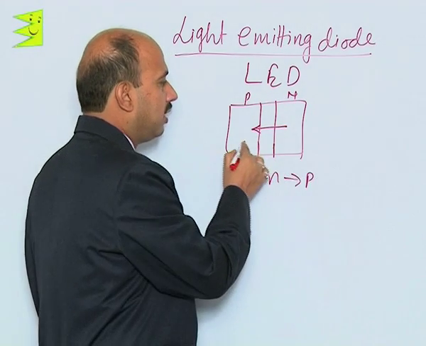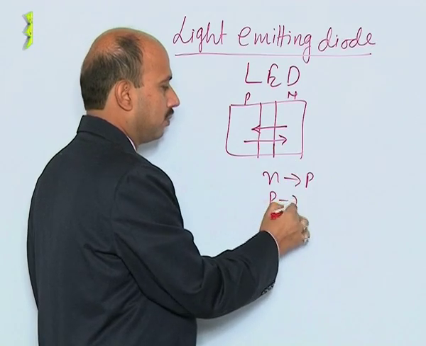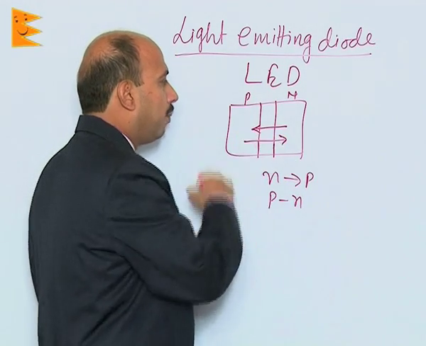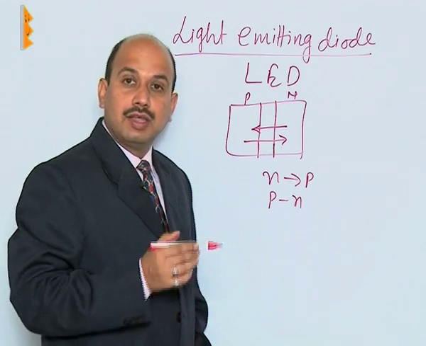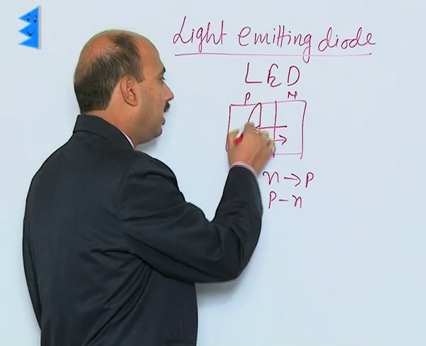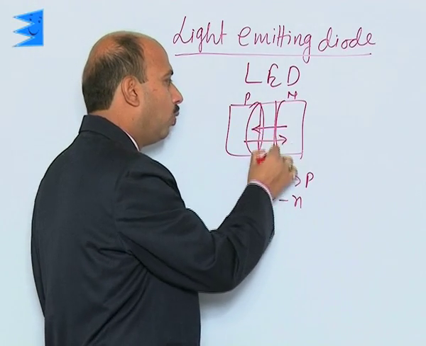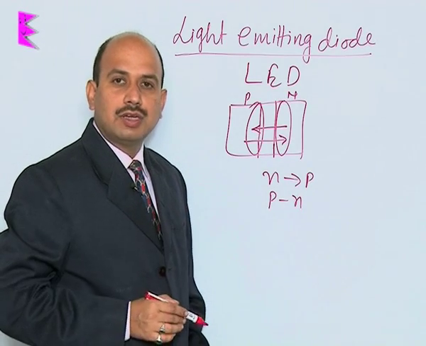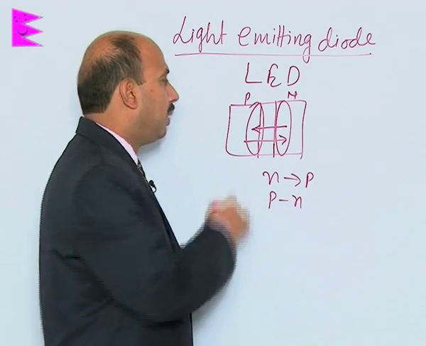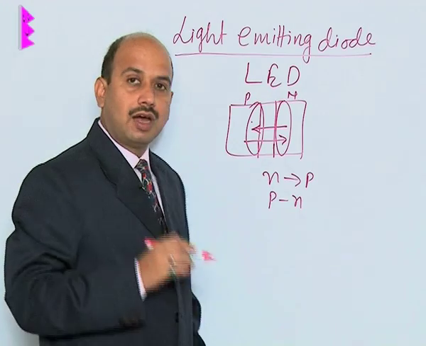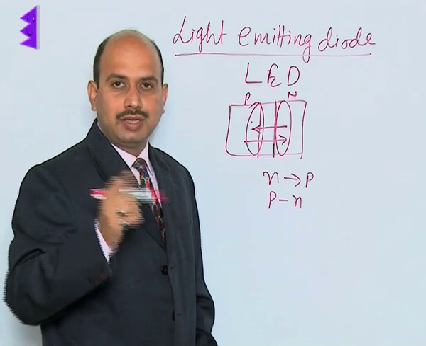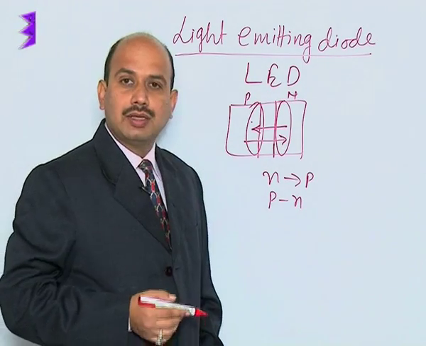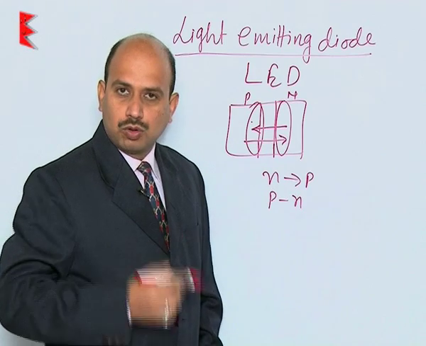and holes are sent from P to N. Because of that, the concentration of minority carriers increases near the junction. Here it means electrons will be more and here holes will be more. So, due to the increase in the concentration of the minority carriers, these minority carriers near the junction start recombining with the majority carriers. And during the recombination of the carriers, energy is released in the form of photons.